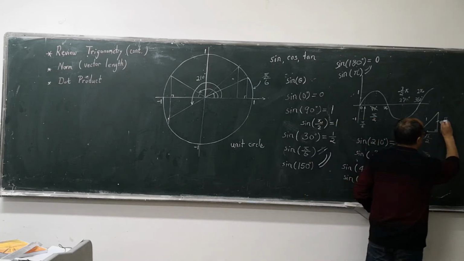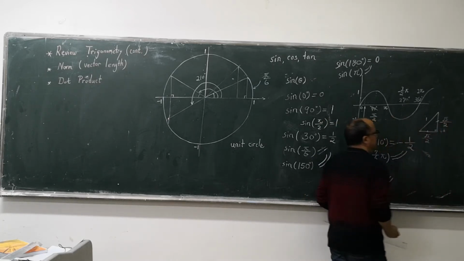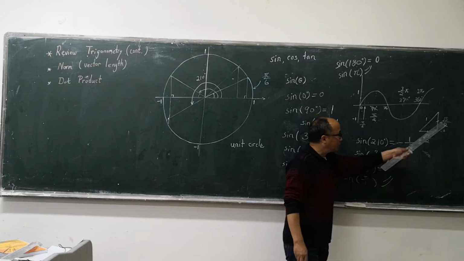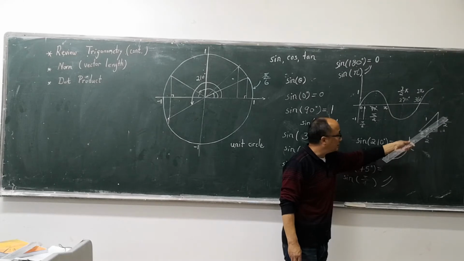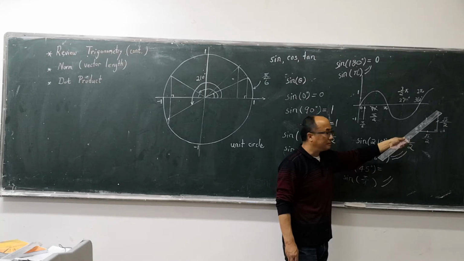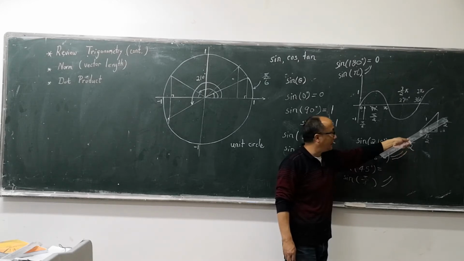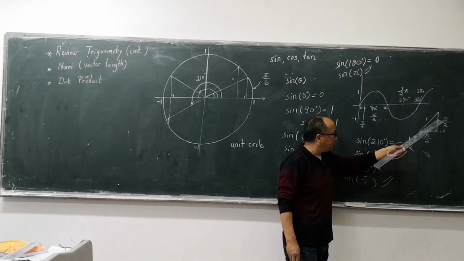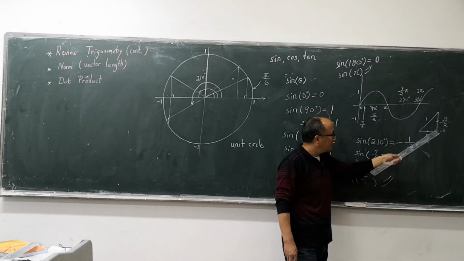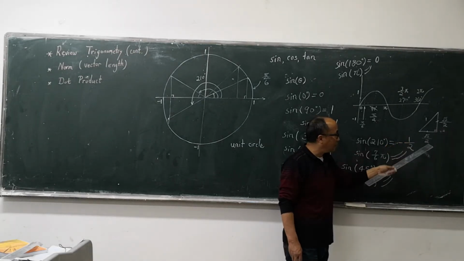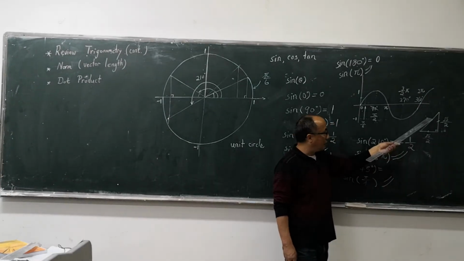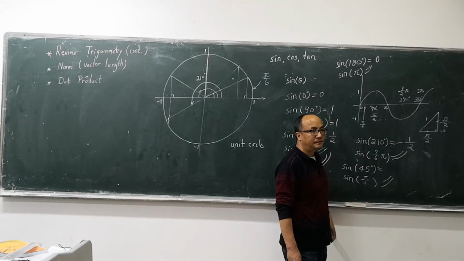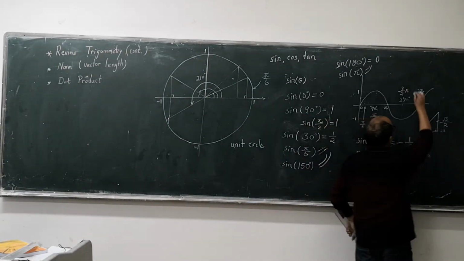I'll make it more clear. The square is 2 over 4, which is 1 over 2. This square plus this square, half plus half, equals 1. This 1 squared is 1. Pythagorean theorem.